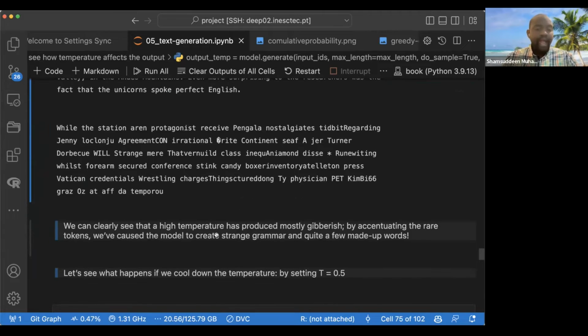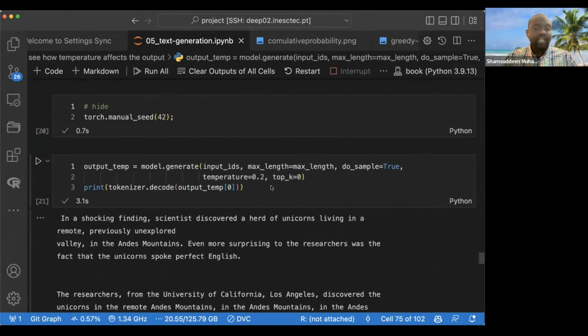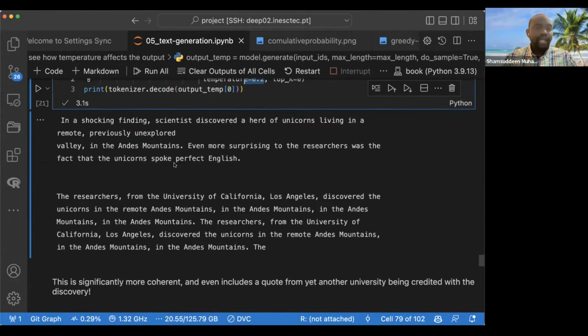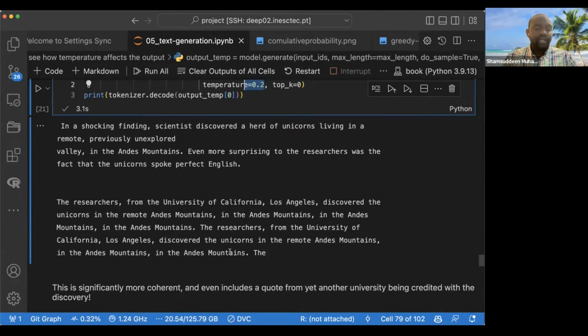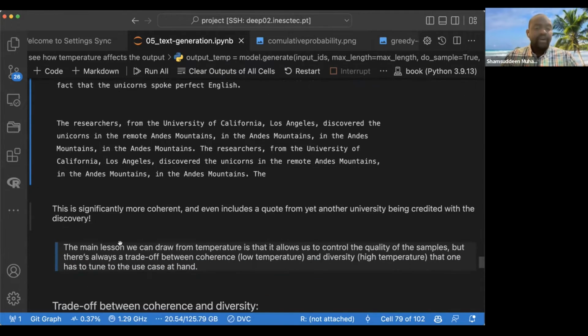We can clearly see the high temperature has produced mostly gibberish. So what we can do is change the temperature to 0.2. Now we can see something which looks related to the prompt about the unicorn. So selecting a low temperature allows us to control the quality of the sample, and selecting a higher temperature produces garbage.